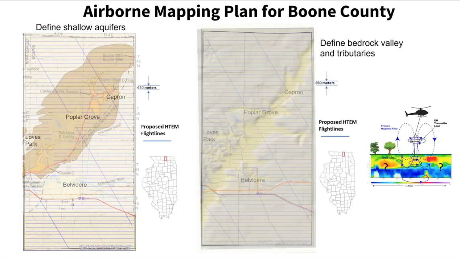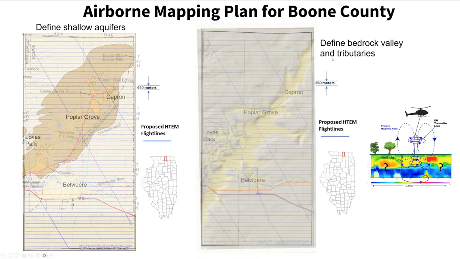But some of the things we want to find and want to map in Boone is, again, that shallow sand up here, which does supply a lot of water to domestic homes and farms up in northern Boone County. And it is a critical part of recharge to deeper aquifers, is the shallow sands.